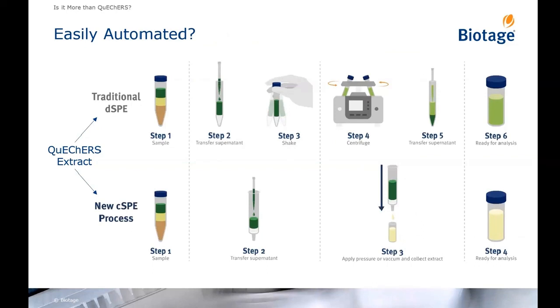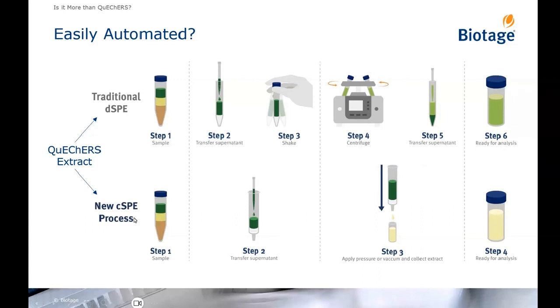So, easily automated. And this is where I put the asterisk before. QueChERS, the traditional dispersive SPE, is not easily automated, and that's due to the fact that you have to not only transfer the extract to the tube, then you have to cap it, and then shake it. You could have an automated shaker, but then you have to transfer it from the shaker to a centrifuge, because then you got to centrifuge it down, and then you have to uncap it, and then you have to transfer it. So you really have extra steps, and it's really difficult to automate all those steps.